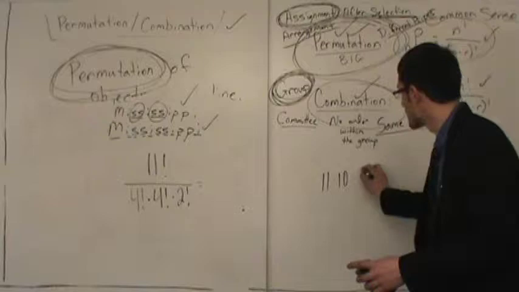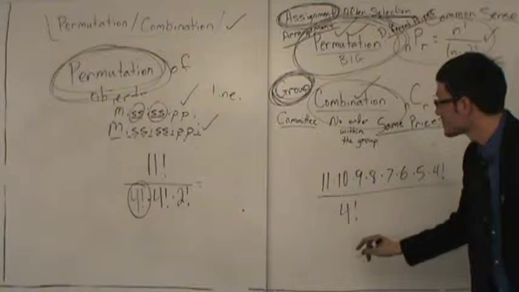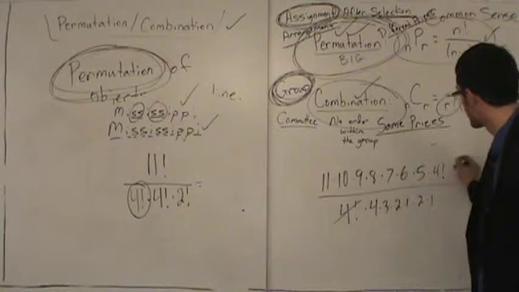Where are we going to stop? We're going to start at the largest factorial of the number. Stop at 4 factorial over 4 factorial times, now write the others out, 4 times 3 times 2 times 1 times 2 times 1. Now, why? Because we're going to cancel those other factorials. We're going to cancel first, though, the 4 factorial with the 4 factorial. We cancel 24 with 24.